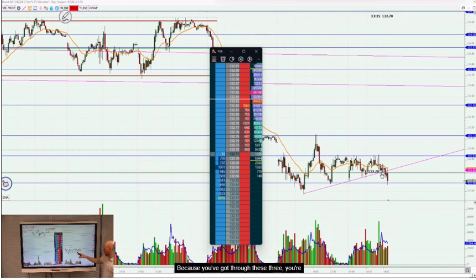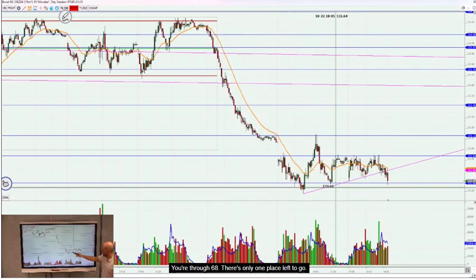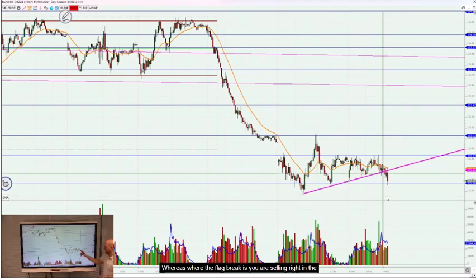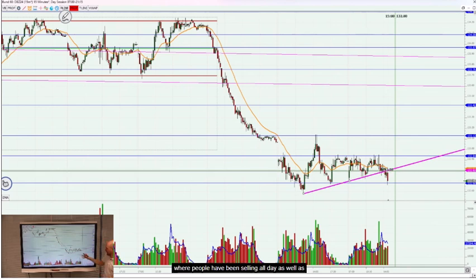Because you've got through these three, you're through 68, there's only one place left to go. So if anyone's then going to go, well, let's say if you were long and you feared getting stopped out, you can either leave your stop there or you can give it up in the low 60s so that you don't get the big stop. And it might bring people in to sell. Whereas where the flag break is, you're selling right in the middle of the range, which is where people have been selling all day, as well as where people have been buying all day.